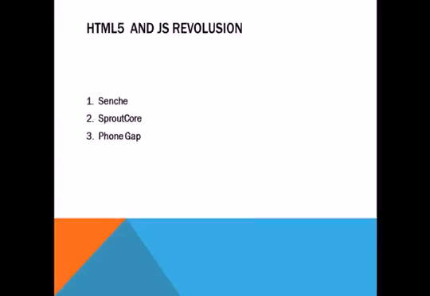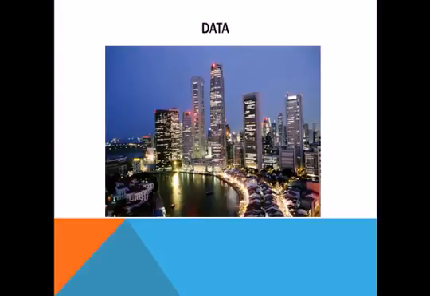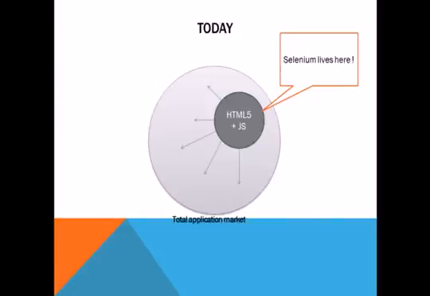And as you already know, HTML5 and JS evolution is already happening. For this we already have PhoneGap and this kind of thing, and they are really dominating right now. And data is increasing every day. Millions of records are increasing in your database, so you have to find some way to automate your things to make them efficient. Today the architecture is already HTML5 and JS and increasing, and our Selenium is living inside the HTML5 and JS.